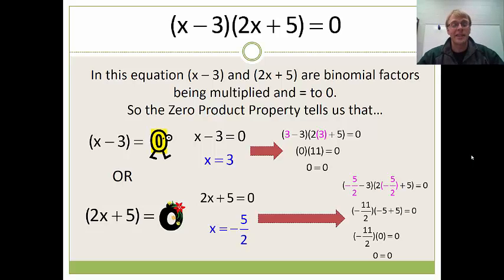Let's do negative 5 halves. I know we don't like fractions, but I did the work for you there. So you can see what we end up with is negative 11 halves times 0, which simplifies to 0. And again, we get our true equation of 0 equals 0. So this verifies that 3 and negative 5 halves are both solutions to this equation.